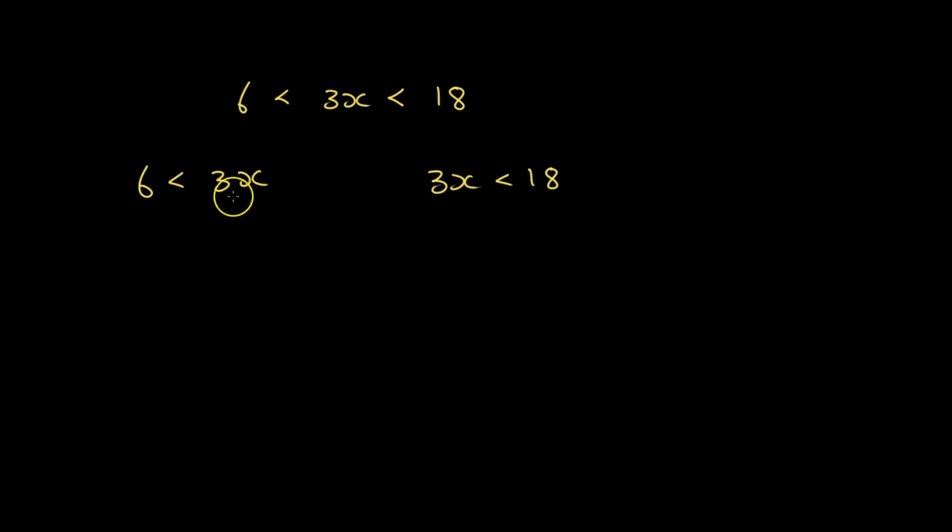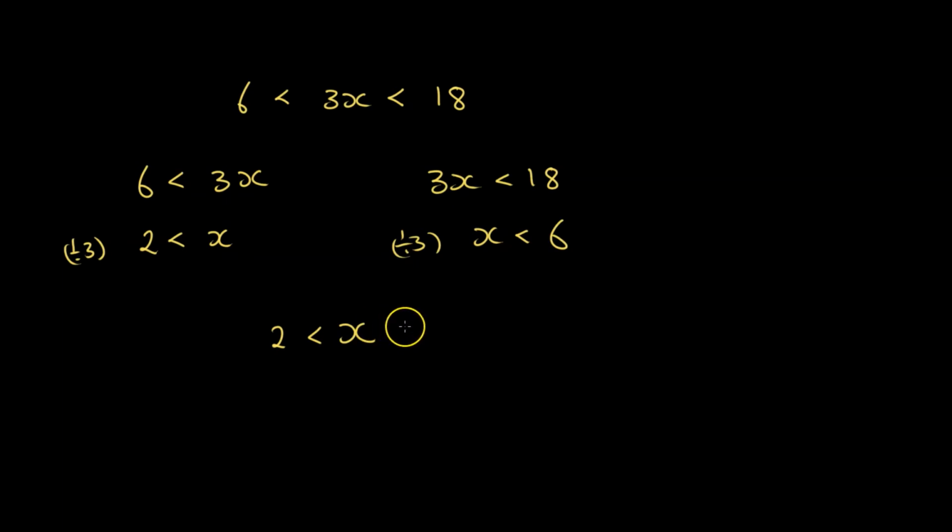Now we'll divide by 3 on both sides here, so that's 2 is less than x, dividing by 3 there, and let's divide by 3 here as well. So we've got x is less than 6. So now we can combine these two inequalities where we just have x there. So we can put x in the middle in this case, and then we have 2 is less than x, or x is greater than 2, and x is less than 6.